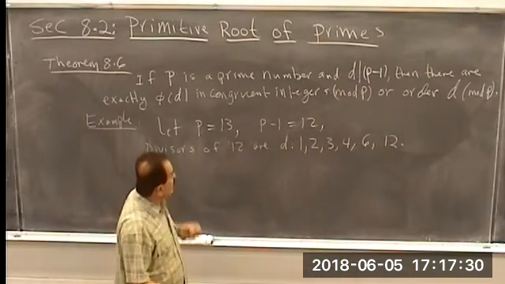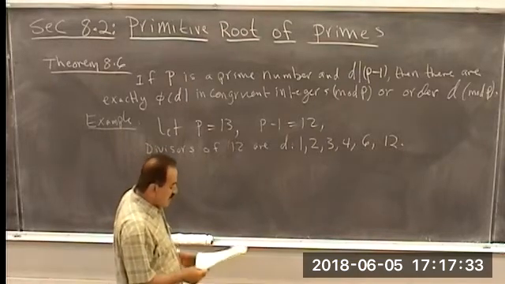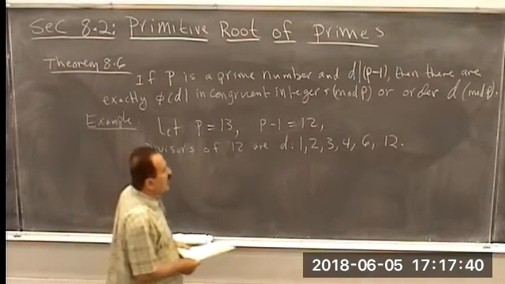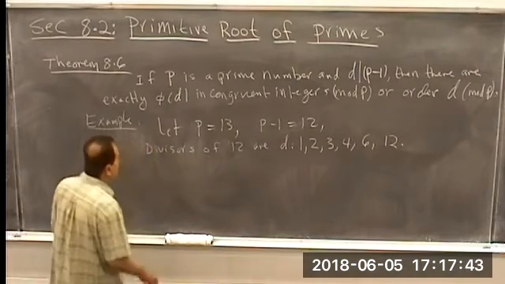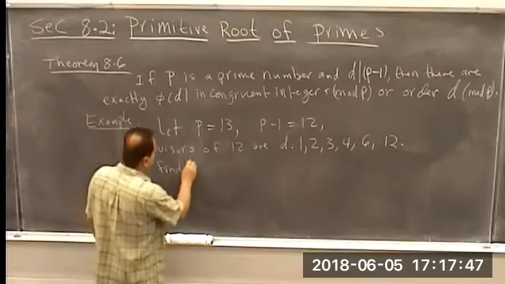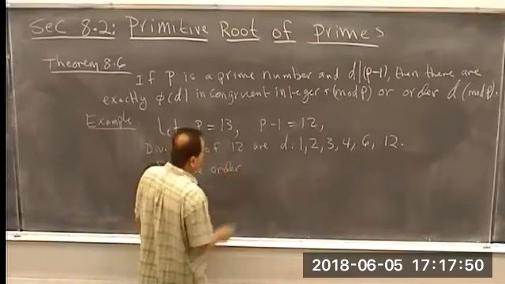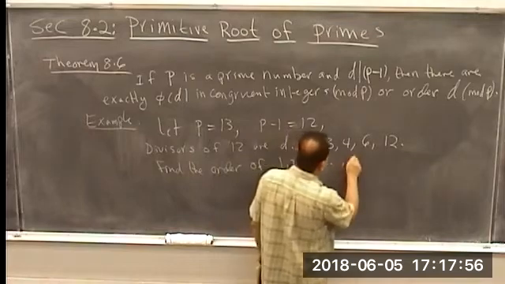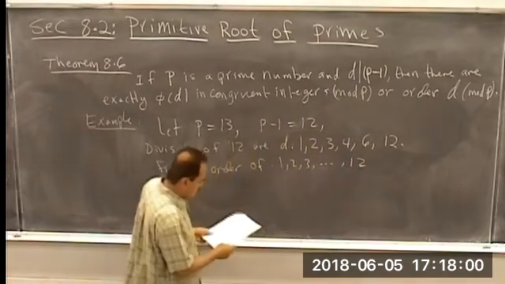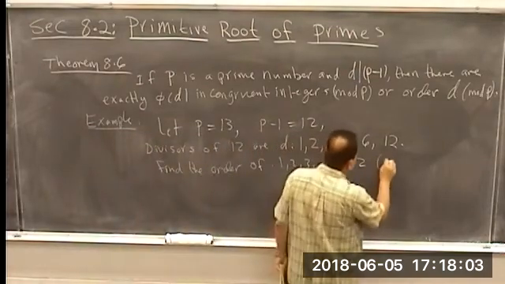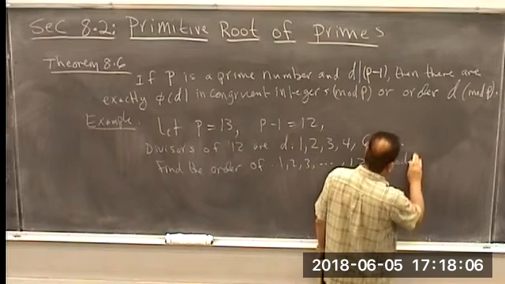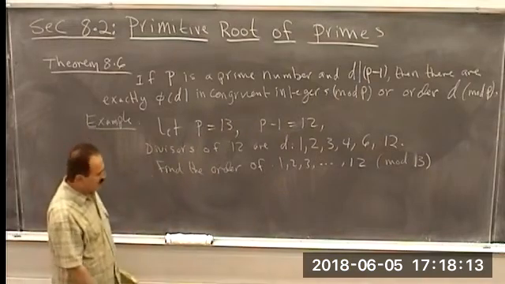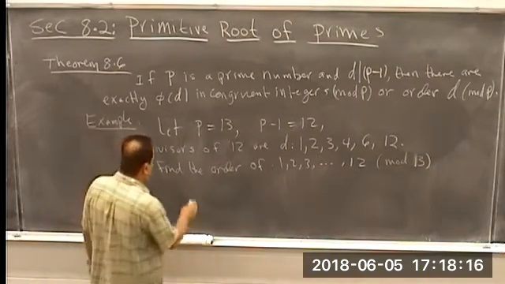Now, first of all, we're going to find the order of all the integers mod p. So you're going to find the order of 1, 2, 3, up to 12, mod 13. Of course, in the proof, we don't need to do this, but at least in here, you can see what's going on. So I'm going to write the orders of these.